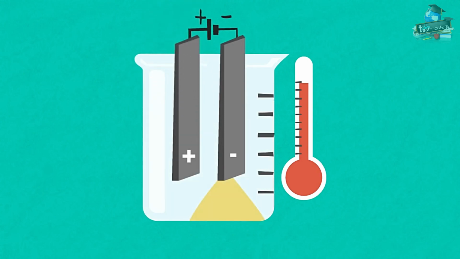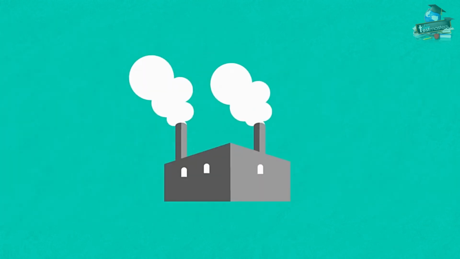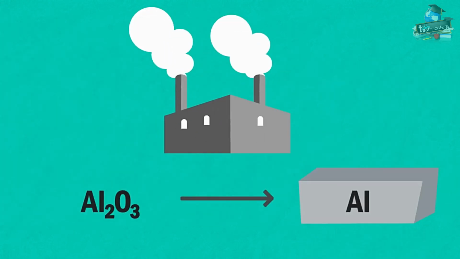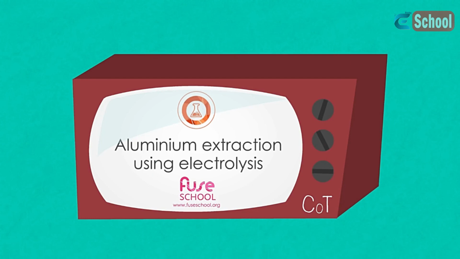And the process is actually quite useful and is used a lot in industrial processes. One such example is the industrial extraction of aluminium from aluminium oxide, and it's explained in more detail in our lesson Aluminium Extraction Using Electrolysis.